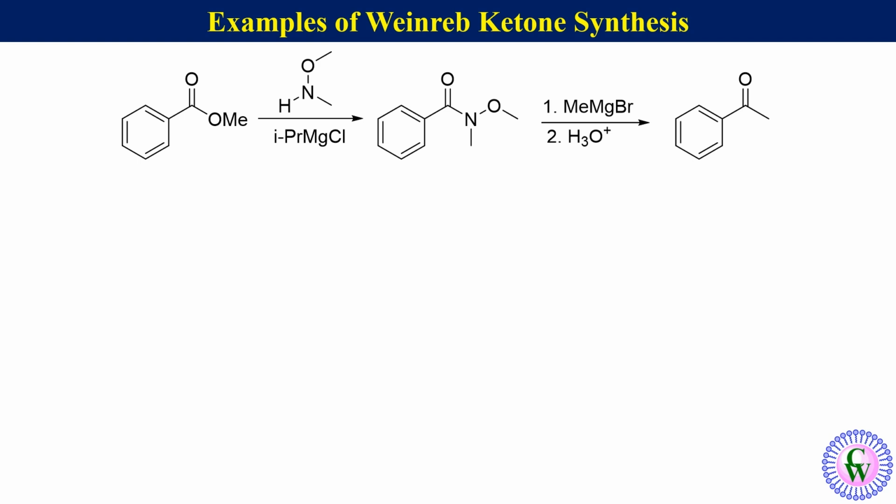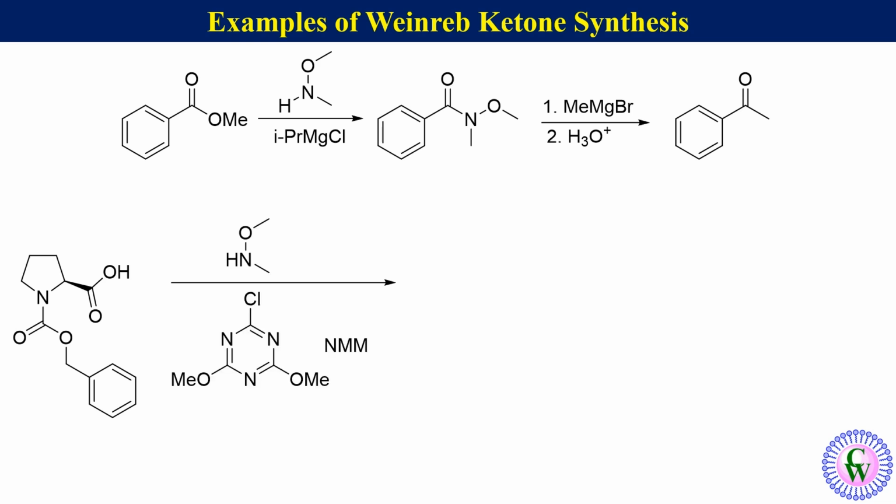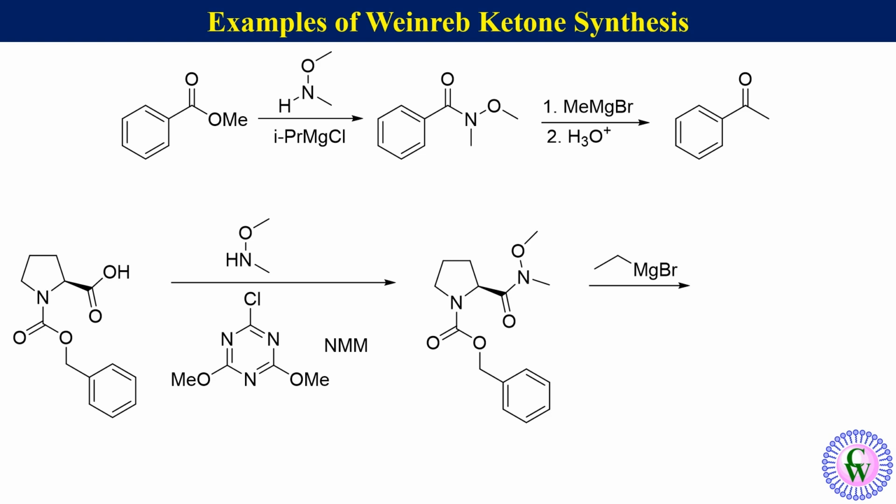Second example, CBG protected L-proline when allowed to react with methoxymethylamine in the presence of chlorodimethoxytriazine, also called CDMT, and N-methylmorpholine, NMM, gives the corresponding Weinreb amide, which reacts with ethyl magnesium bromide to produce ketone.